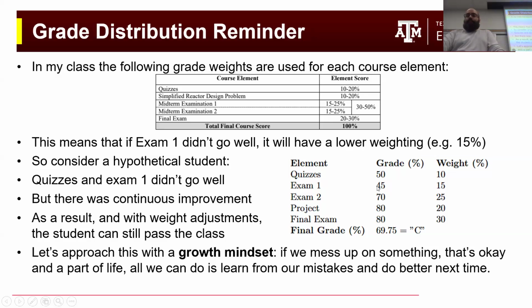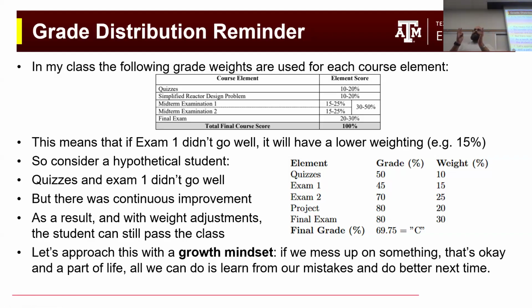So this is an example of a student who maybe has a 45 on exam one and has a 50% for the quizzes. Those two things being the lower grades would get the lowest possible weight. The quizzes would get a weight of 10%, exam one would get a weight of 15%. And then after that first couple of assignments came out, they reflected, they improved on their studying processes, and they did improvement throughout the course. Then even if they were to end up with a 70 on exam two and an 80 on the project and an 80 on the final, they would end up passing the class.